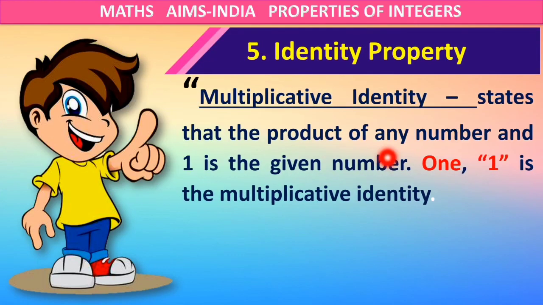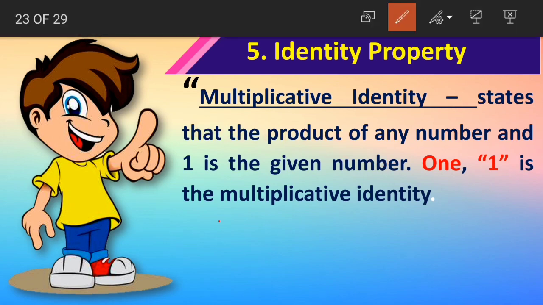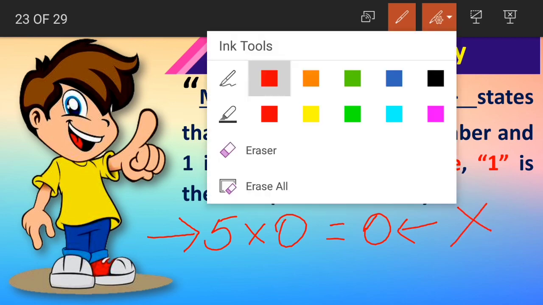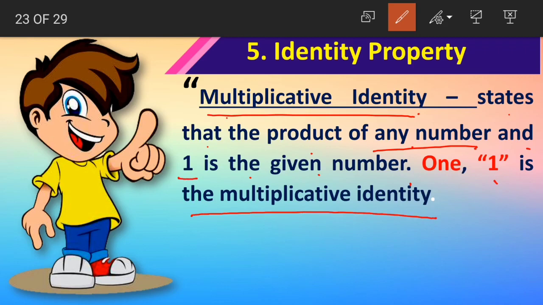The next one is identity property in case of multiplication. If I use the same 0 for multiplication, what will happen? 5 zeros are what? 5 zeros are 0. See, I put the 5 number here, but I got 0 as the answer. The identity is changed. So 0 is not the multiplicative identity. Now what is the multiplicative identity? Multiplicative identity states that the product of any number and 1 is the given number. 1 becomes the multiplicative identity.